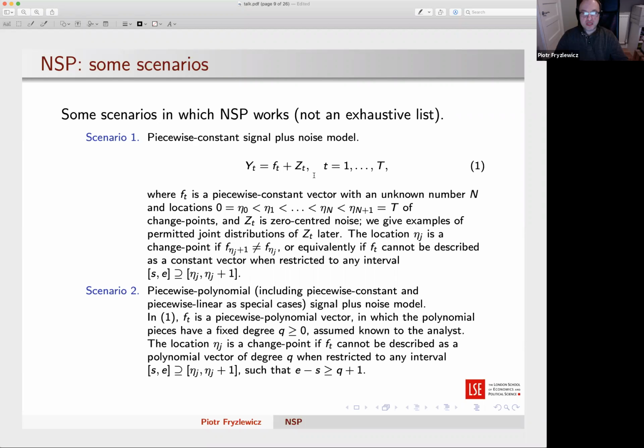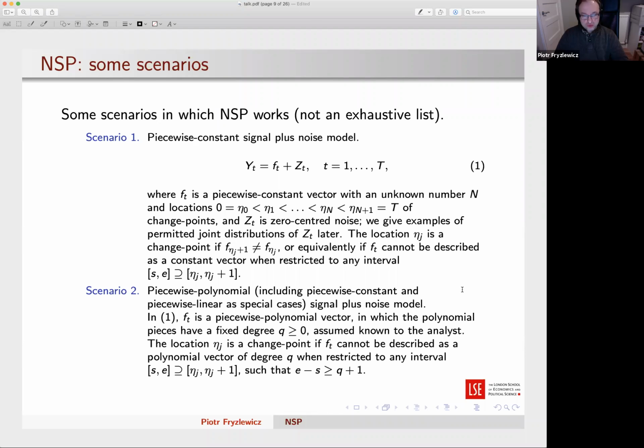I will come to that later. So z can be Gaussian with known or unknown variance, IID. It can be light-tailed. It can be heavy-tailed. It can be heterogeneous as well. And then I do self-normalization. But I'll get to that later. So there's a very broad class of permitted distributions for z.